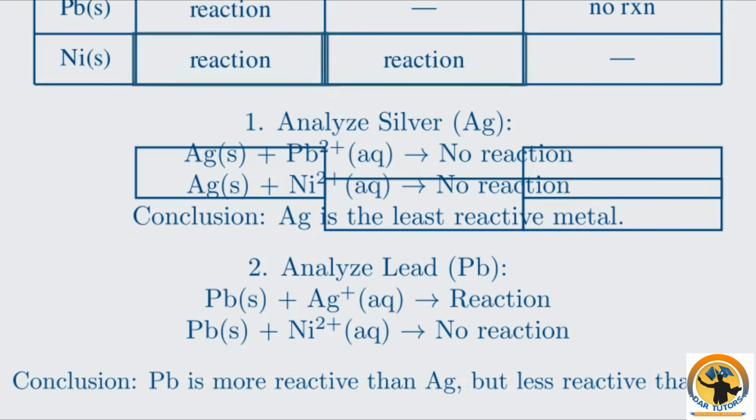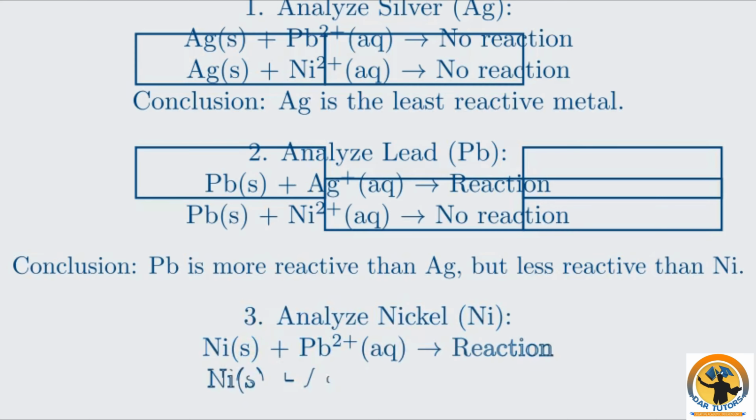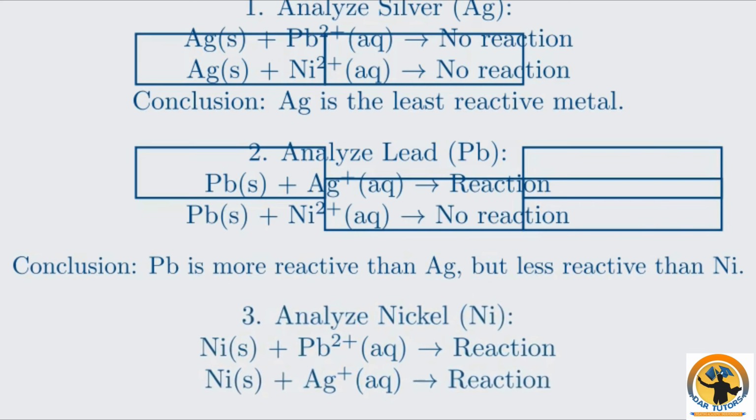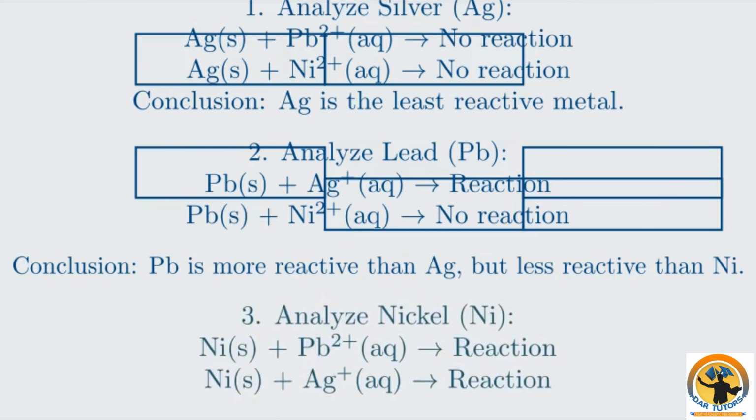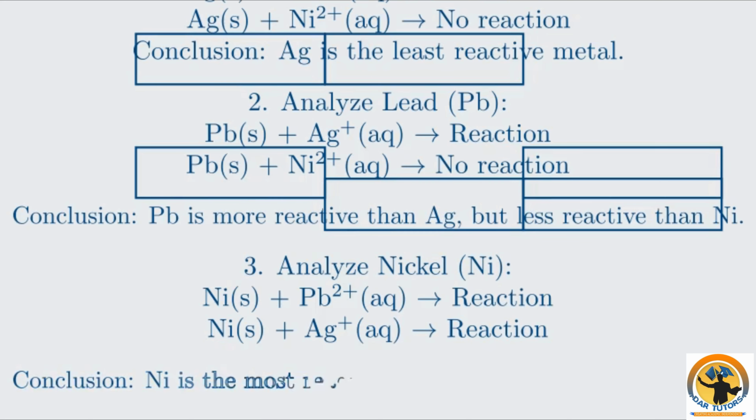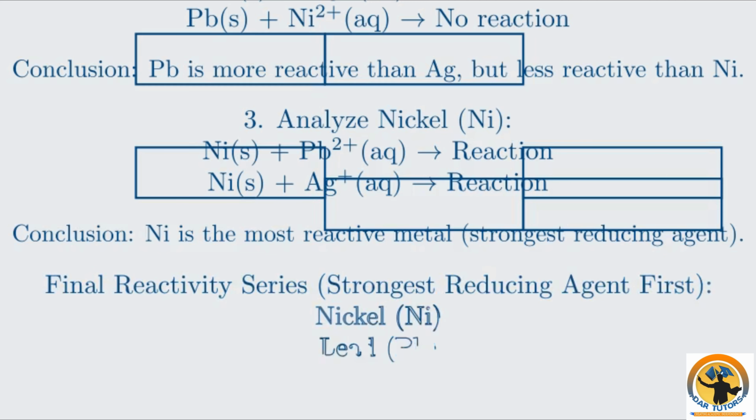Finally, let's look at nickel, Ni. The table shows it reacts with both lead ions, Pb2+, and silver ions, Ag+. This single piece of data is very telling. The fact that nickel can displace both lead and silver means it is more reactive than both of them. It is the strongest reducing agent of the three. This confirms our previous analysis. Putting it all together, our reactivity series from strongest reducing agent to weakest is nickel, then lead, then silver. So the final order is nickel, lead, silver.